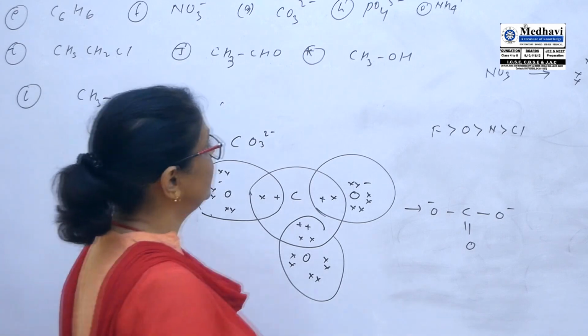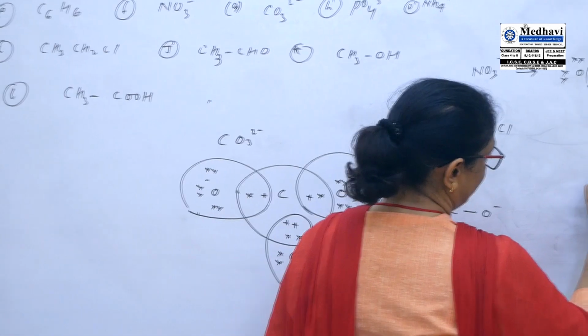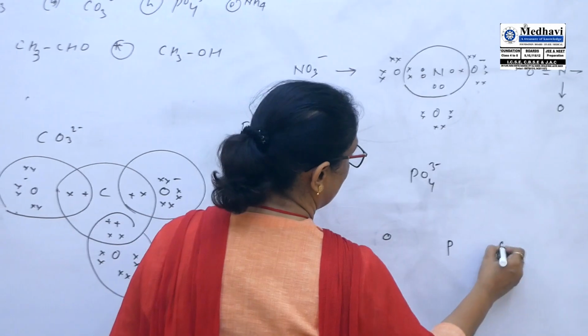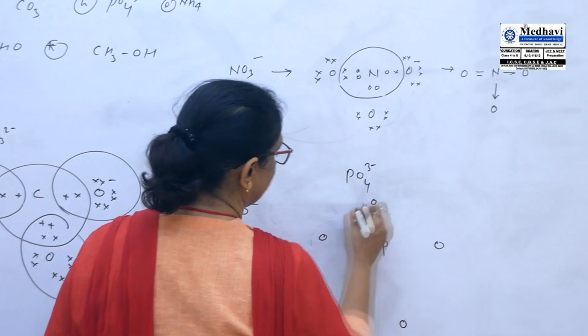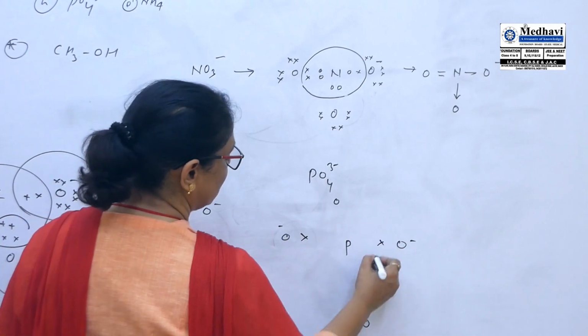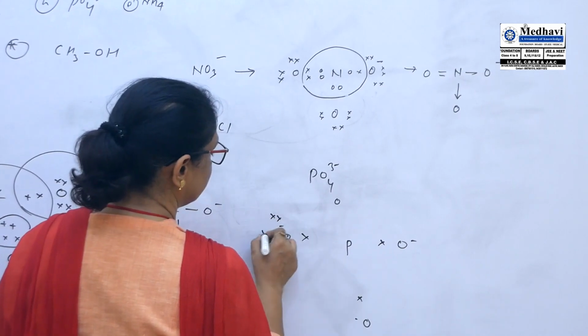Next is the phosphate group. Phosphate ion, 4 oxygens. Out of 4 oxygens, 3 oxygens will carry a minus charge. So 1 electron of each oxygen, remaining 6 outside.